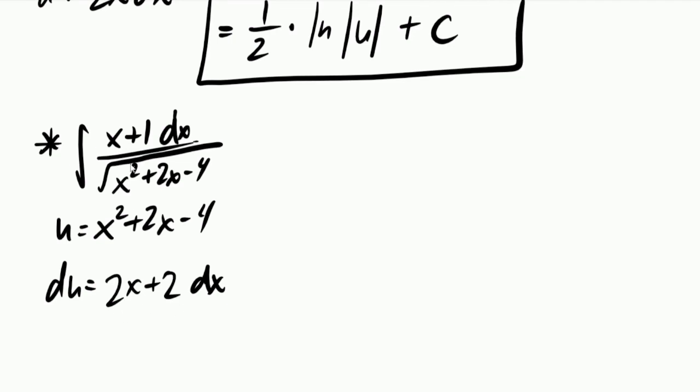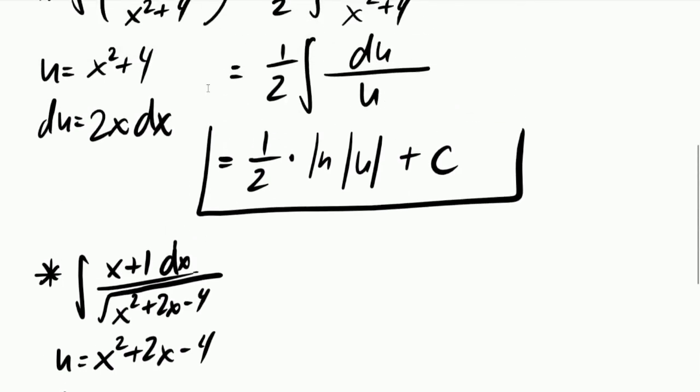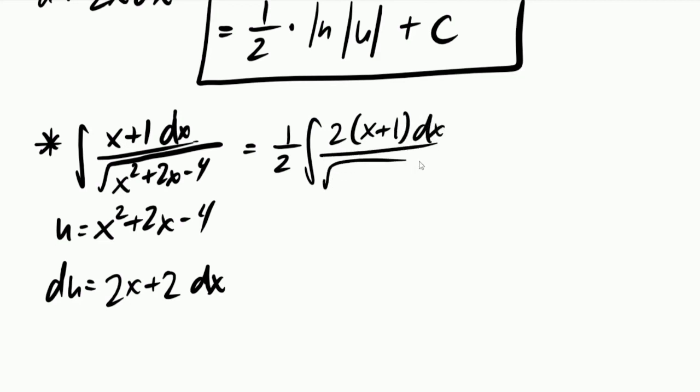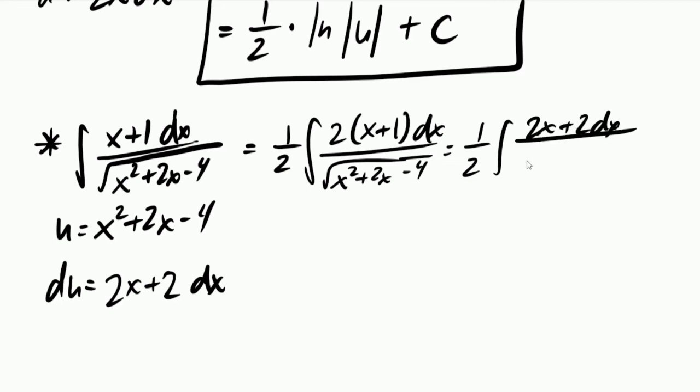So 2x plus 2 is simply x plus 1 multiplied by 2, right? So the same as the first problem, we will add a 1/2 here, so we can add a 2 next to x plus 1 here. I'll just copy x squared plus 2x minus 4. Now do you understand what we're going to be doing here? 2x plus 2 dx all over x squared plus 2x minus 4. Okay, now we are going to substitute what we have here. It's the same as this one, same as that one also.